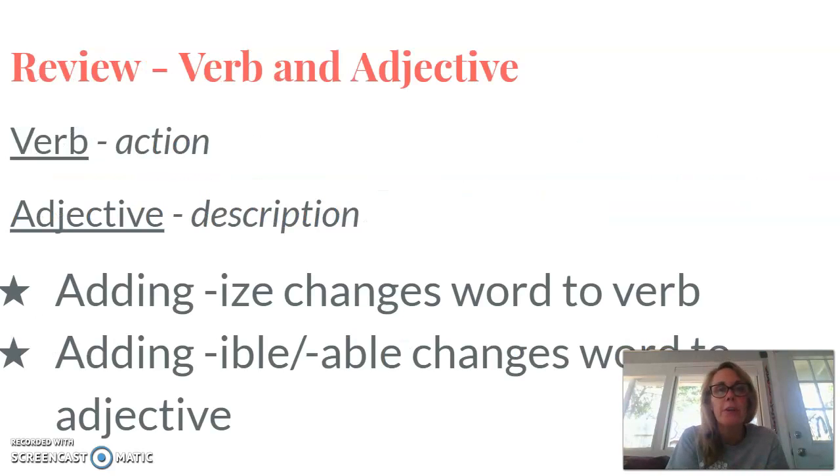Let's review verb and adjective before we continue. If you remember from yesterday, a verb is an action. An adjective is a description. An adjective usually describes a noun, which is a person, place, or thing. Adding ize or ise changes the word to a verb. Adding ible or able changes the word to an adjective.